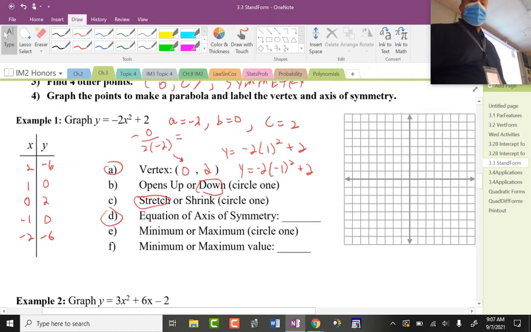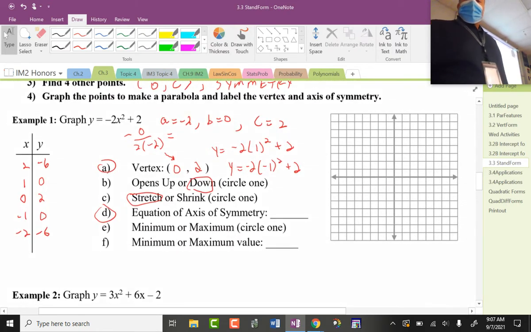Then I got my nice coordinate plane here. 0, 2. And then 1, 0. Happy accident that we did accidentally get the x-intercepts. 2, 6. Whoops, I went too far. I think I'm 8 here, so that's 6. And then that's my symmetry.